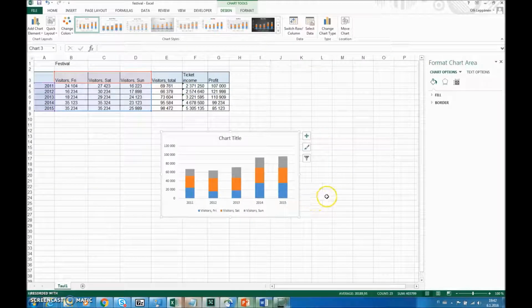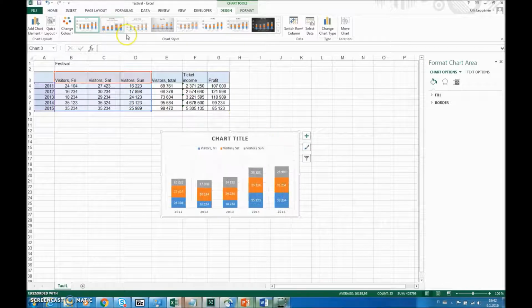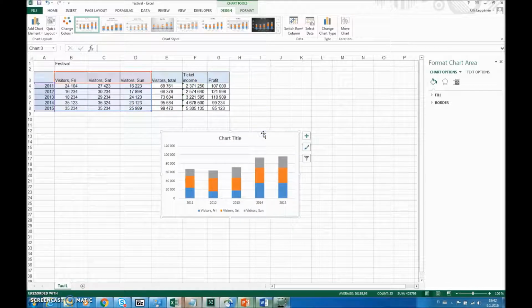So this way we can easily see the total number of visitors of each year, but still we can somehow compare the days between each other. Although the number of daily visitors is not so clear as with the clustered column chart that we used previously. Okay, so column chart, that's a good tool for representing numbers and the differences between the numbers.